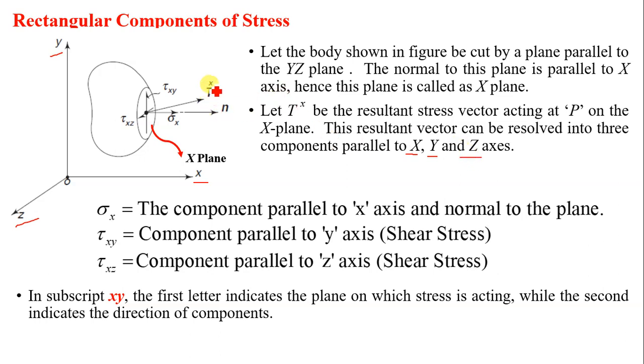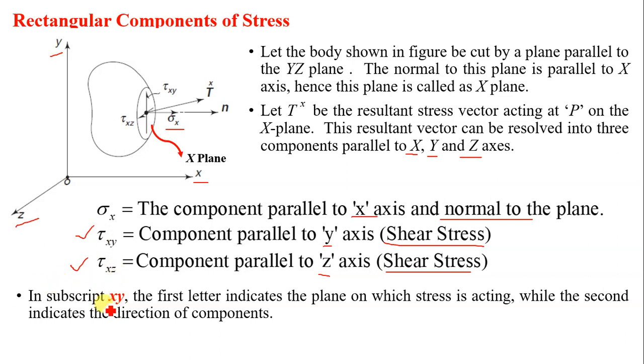So if you resolve this Tx along this normal which is parallel to x axis, then it is called as component parallel to x axis and normal to the plane, sigma x. Tau xy means component parallel to y axis. It is also called as shear stress since it is acting in the plane. Tau xz is component parallel to z axis, also called as shear stress.